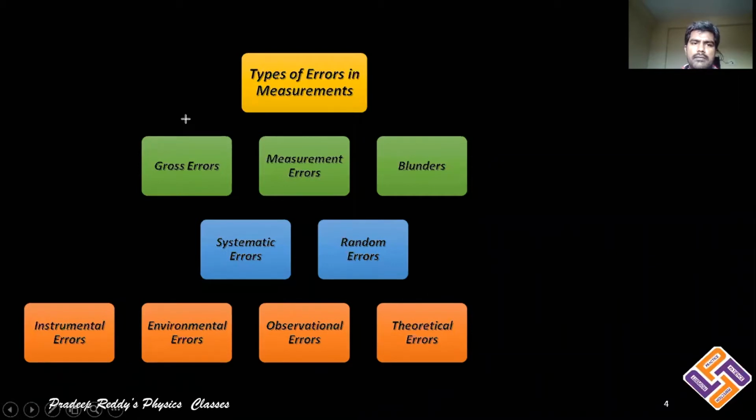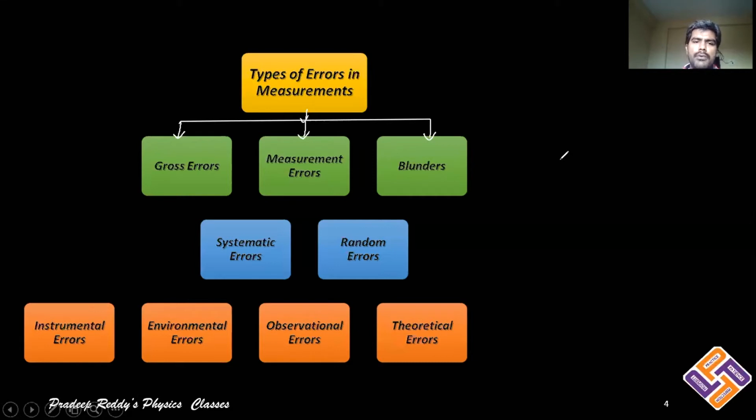They are number 1, gross errors, number 2, measurement errors, and number 3, blunders. So the types of errors in measurement are gross errors, measurement errors, or blunders. These are the 3 different categories where we have errors.